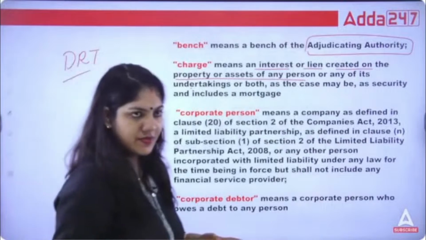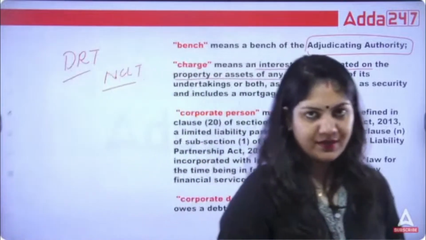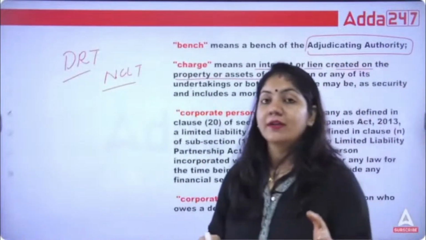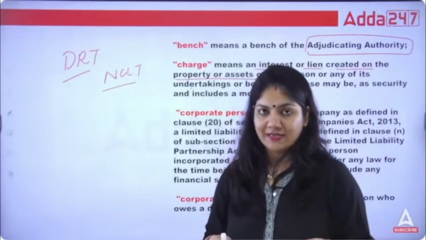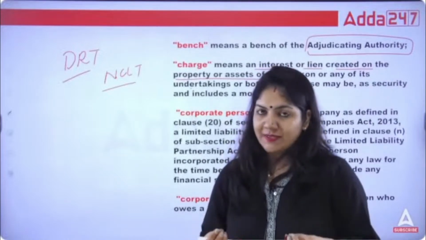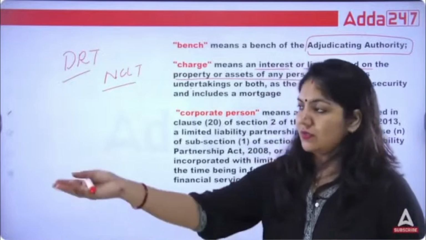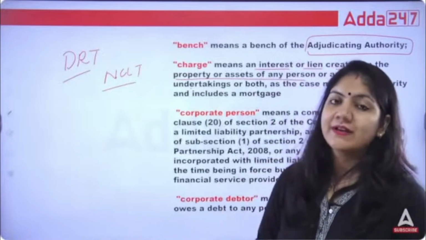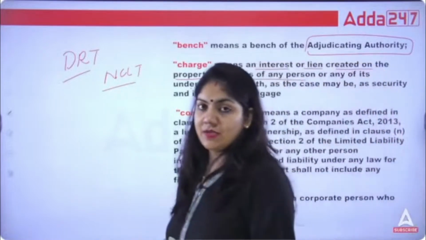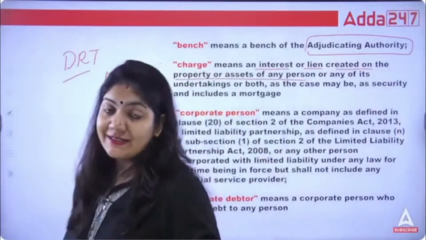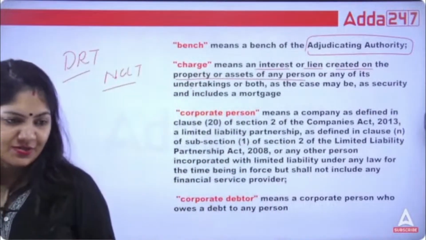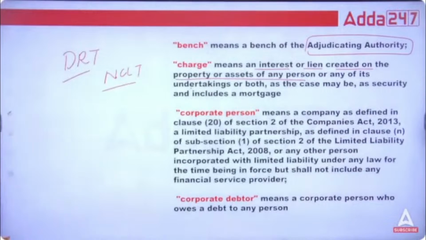Suppose the borrower is not able to pay the money. In that case, the borrower has obviously given security to the creditor. On that security, whatever interest and lien is created, that is called a charge. So this is an example.